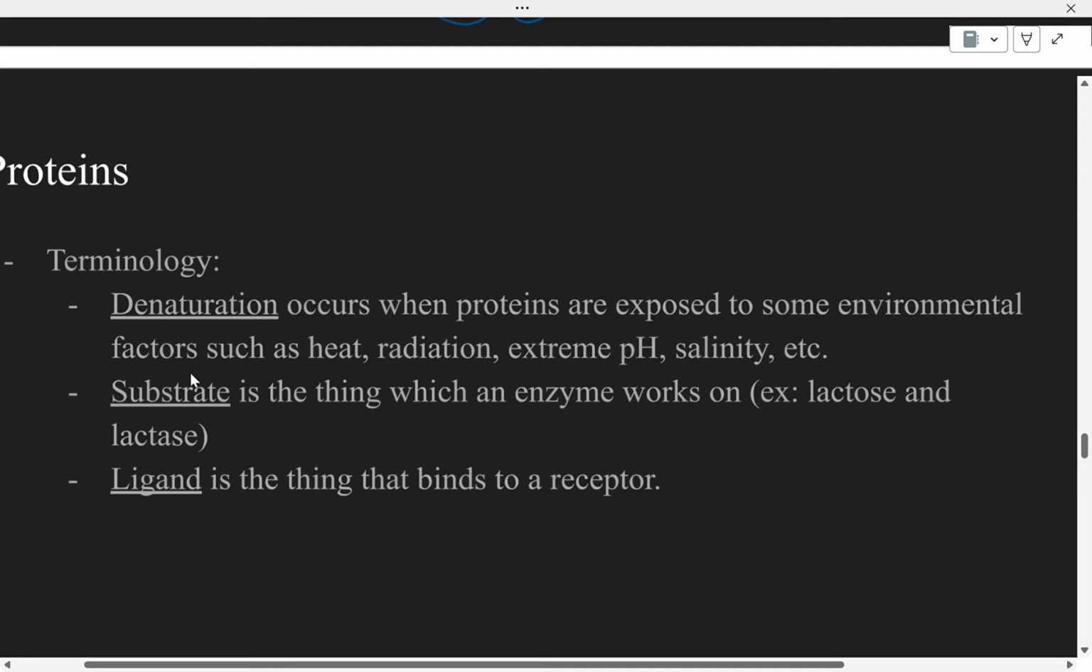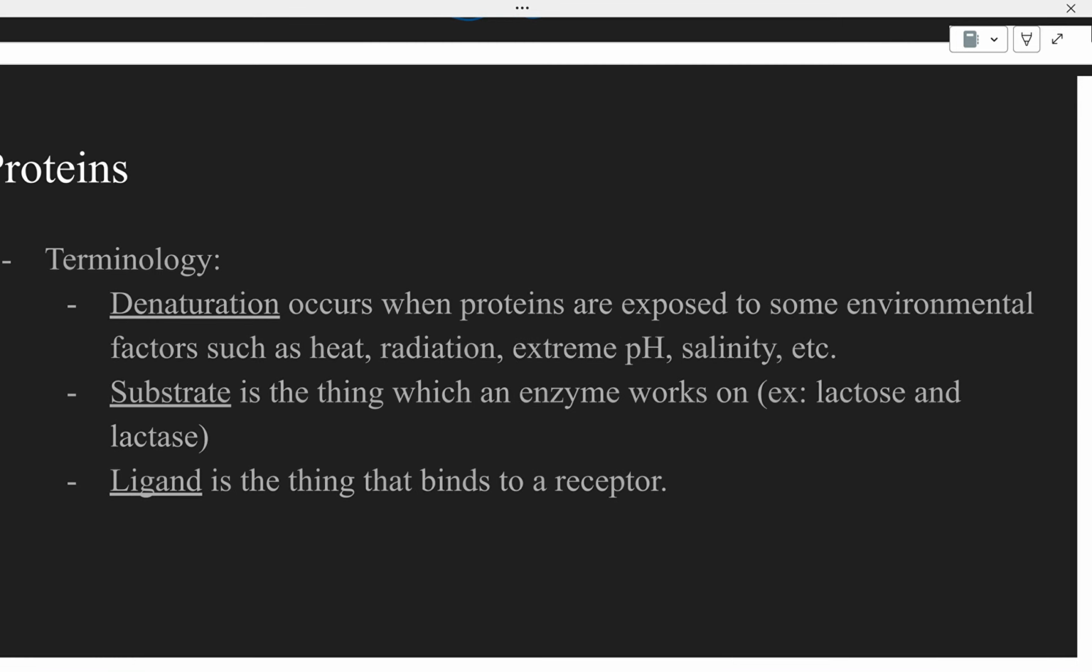Oh, and denaturation always refers to some change in the shape of the protein, because the shape of the protein is what determines its function. So if the shape is messed up, then that protein won't be able to function properly.